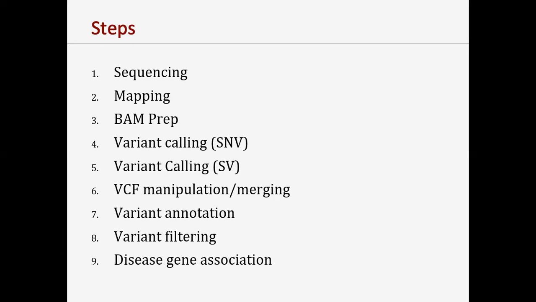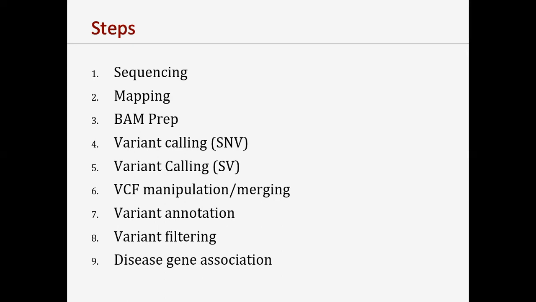Okay, ma'am, got it. So it is just the summarization of these steps. The first is sequencing, then the mapping, then the BAM file we will get, and from the BAM file we can call the variants, and different types of variants can be called from this BAM alignment file. So SNVs, structural variants, VCF manipulation, and merging different VCF files together and looking at what the variants are. So this manipulation and merging will be important and crucial when you are analyzing the family samples together.